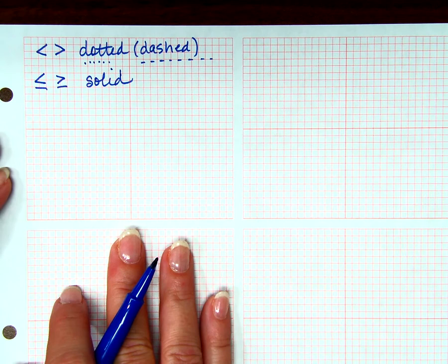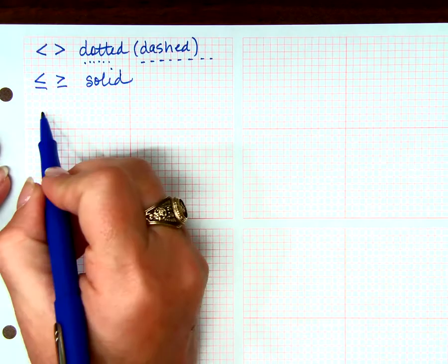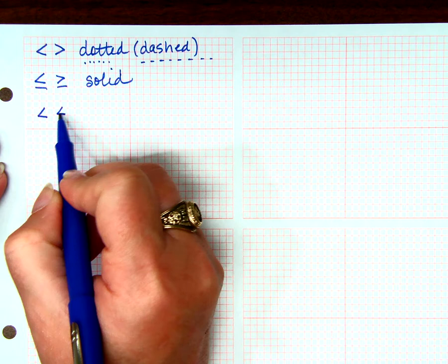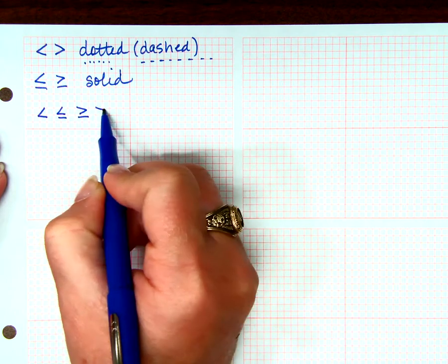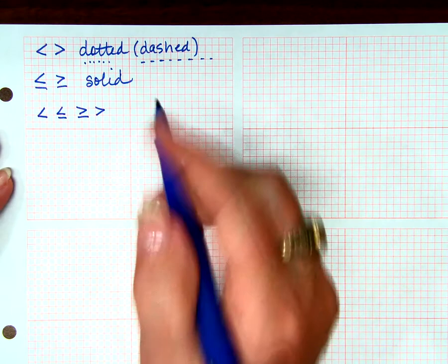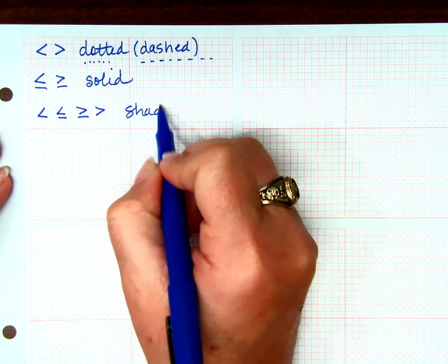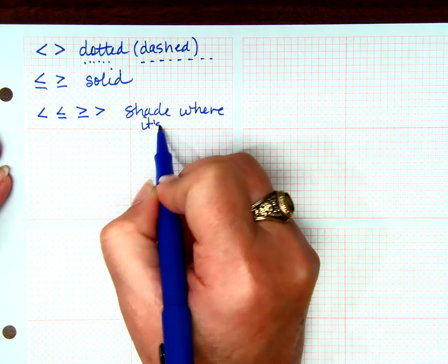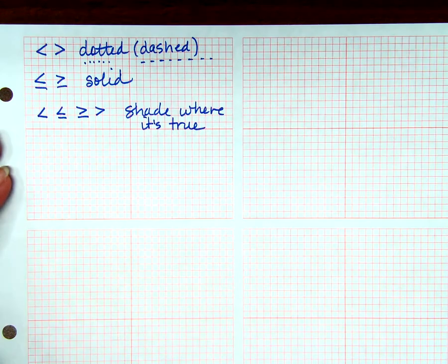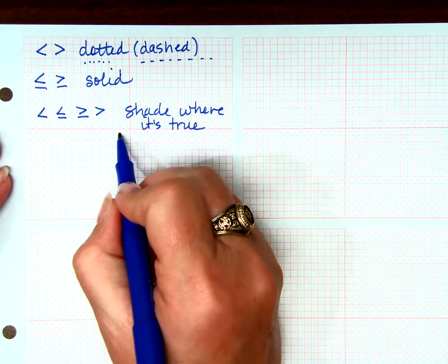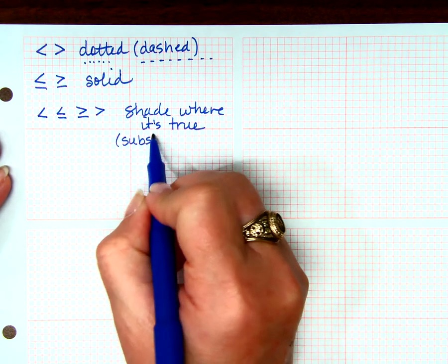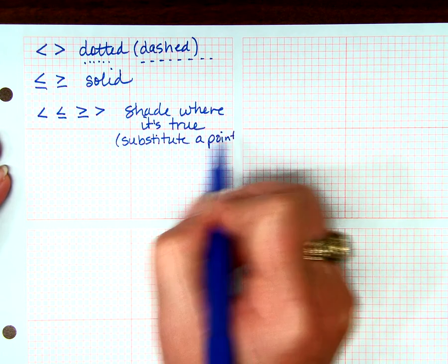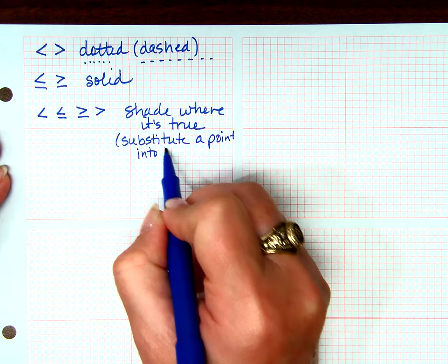How are we going to know where to shade? So we've got all these signs we have to take into account, right? We're going to shade where it's true. What do I mean by that? Substitute a point into the inequality, right?